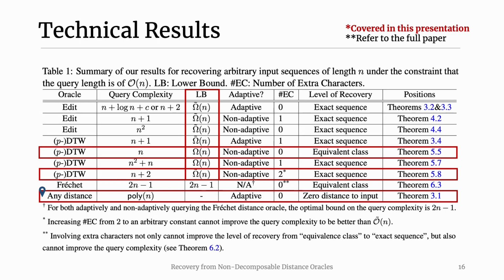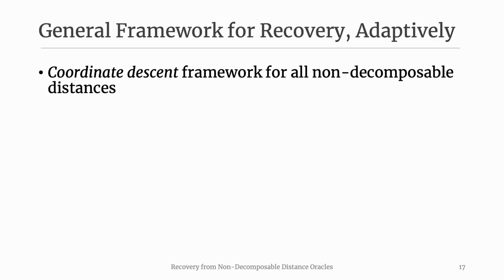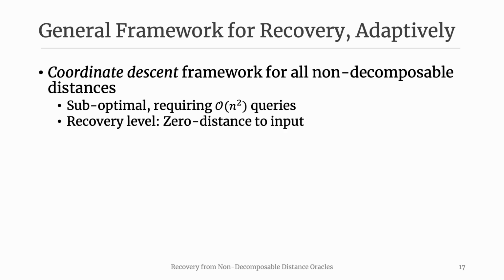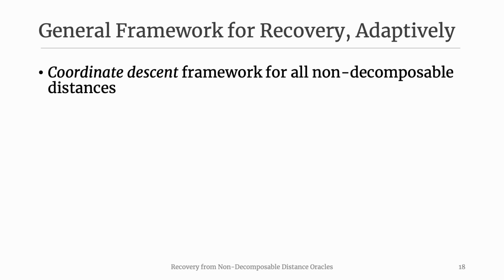Then I would like to show you some interesting upper bounds on the query complexity. The first one is a general framework for distance recovery, which works for any distance. The framework is based on a technique we call coordinate descent. Like I said, it is suboptimal and requires a constant number of queries. We can only get the recovery guarantee of zero distance to input. You can regard this coordinate descent as an adaptive optimization framework.